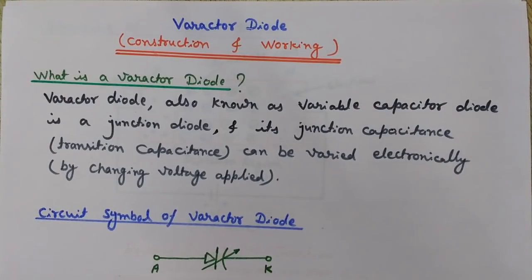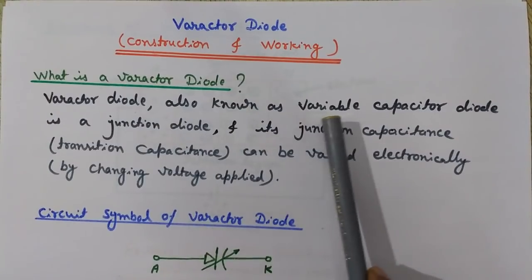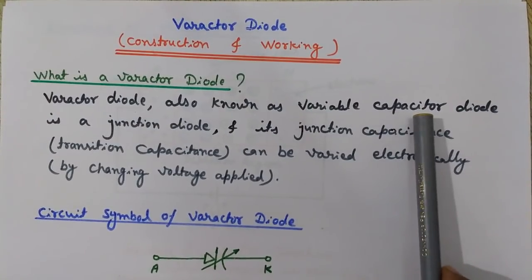Today we will discuss the Varactor diode, and we will also see its construction and working. So first of all, let's see what is a Varactor diode. Varactor diode is also known as a variable capacitor.